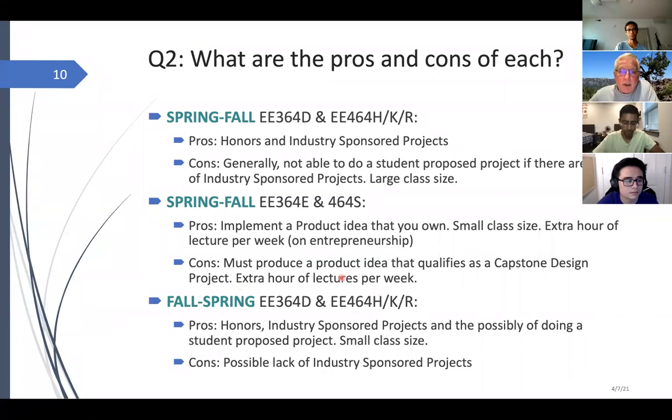The cons are you must produce a product idea that qualifies as a capstone design project. So I always joke around that an iPhone app that finds the best bars downtown in Austin does not qualify as a good capstone design project. So if you have an idea, it has to qualify as a capstone design project from an ABET certification perspective. If you have a software only project, those are fine. But generally, I ask Dr. Julian or Dr. Barber or somebody in the software engineering group to take a look at the idea and make sure that it's meaty enough to be a capstone design project. So that's pretty much the limitation there.